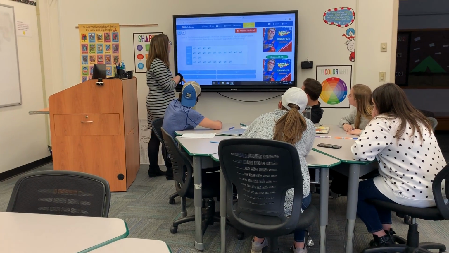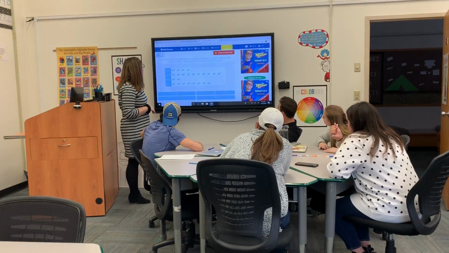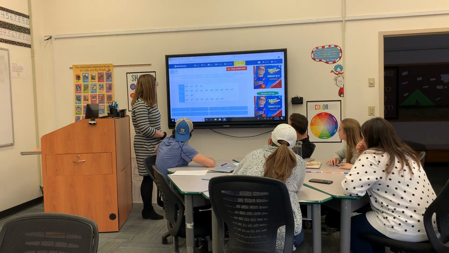It says, look at the following picture graph. It shows the number of planes Sydney went on each month. How many times did Sydney fly in February?